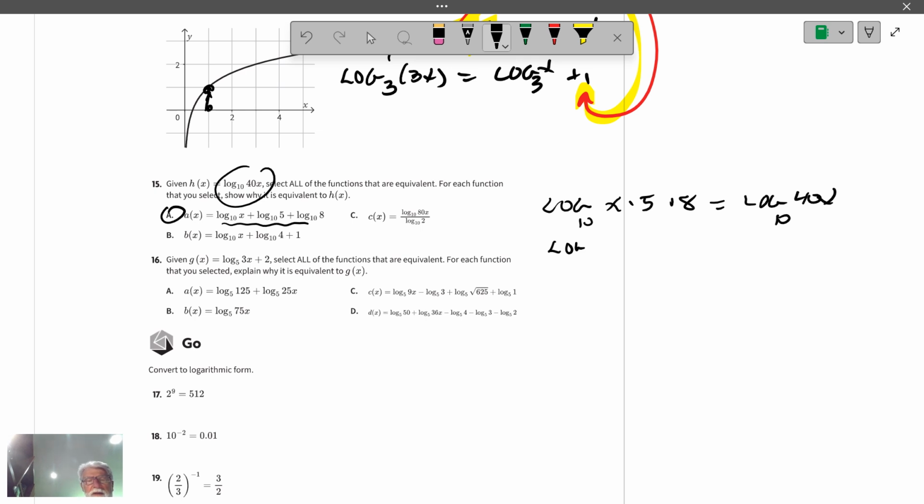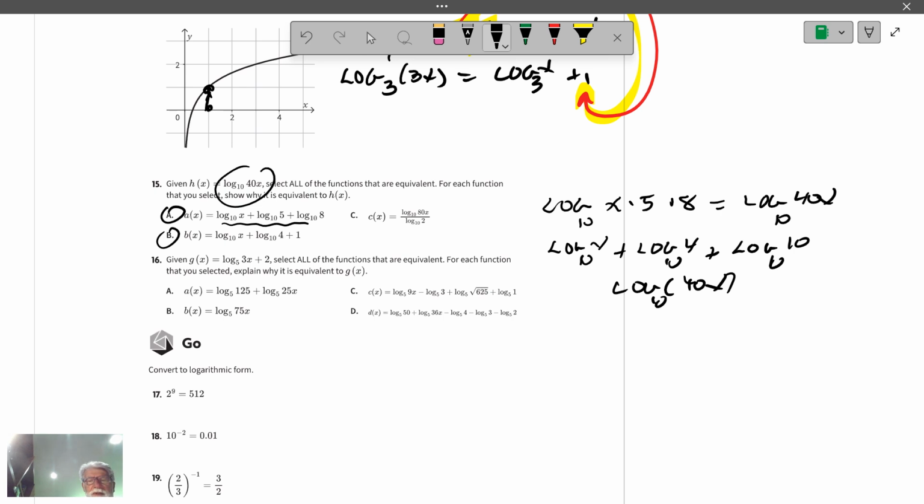B, you get the log of x in base 10, log of 4 in base 10, and then on the one down the end there, that's the log of 10 in base 10. And then compress it together, and you get the log of x times 4 times 10, which is like the log of 40x in base 10. So this one's good too.